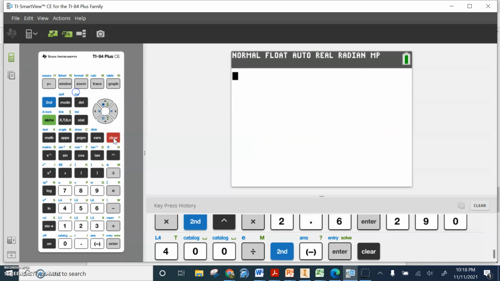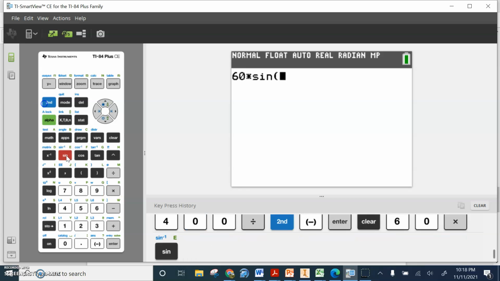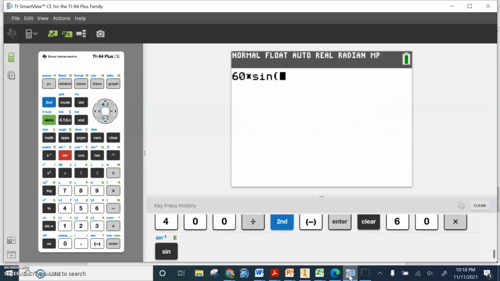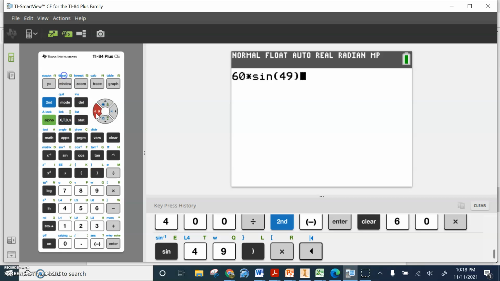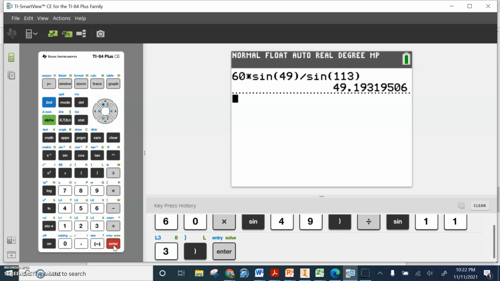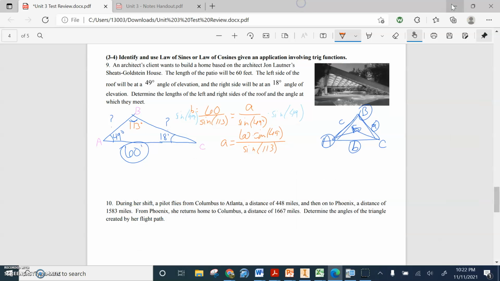60 sine of 49. Nope, we don't want to times. We're going to say 60 sine of 49 divided by sine of 113 equals 49.19. So side A is 49.19. What are our units here? Feet. We had 60 feet on the other one.